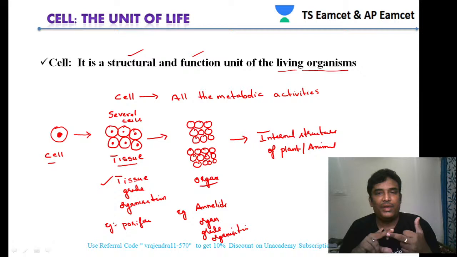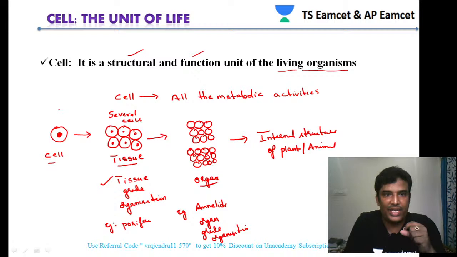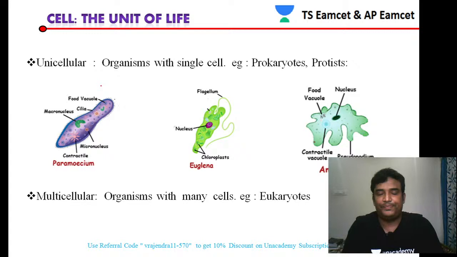In the human body, several organs are present together: heart, lungs, kidneys, liver. These are all different types of organs. Like that, the cell plays a very important role. That is the reason why the cell is considered the structural and functional unit of the living organism.